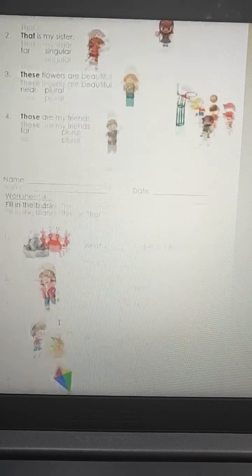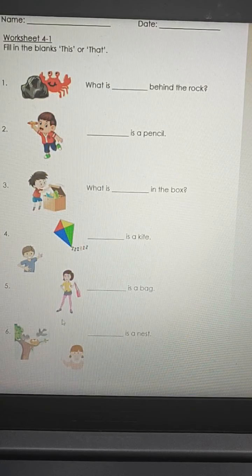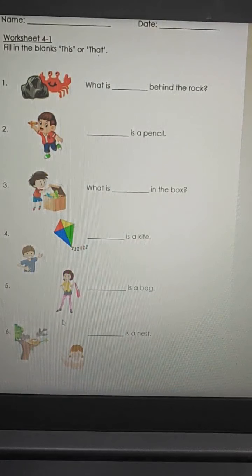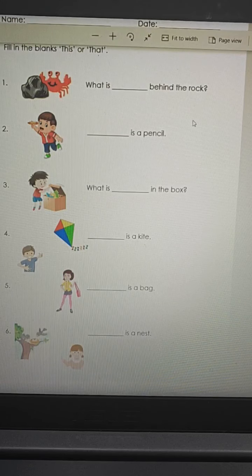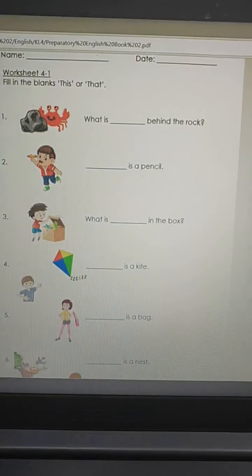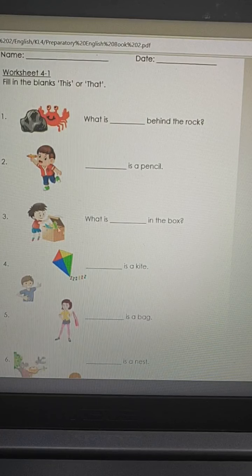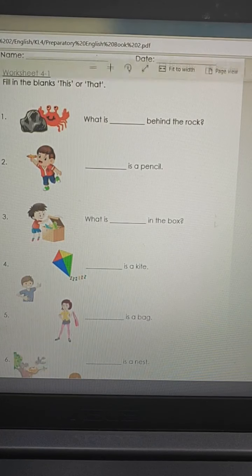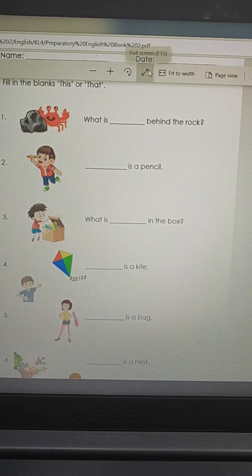Okay. So we turn to the next page. So we have to write your name and the date first. So today's date will be 4th of June 2020. Okay, write the date first.